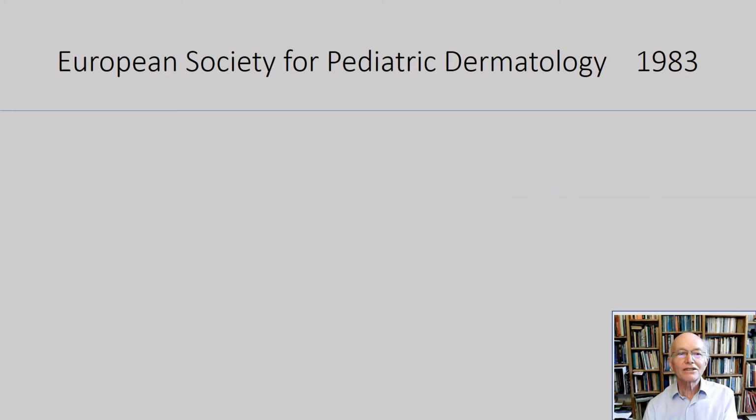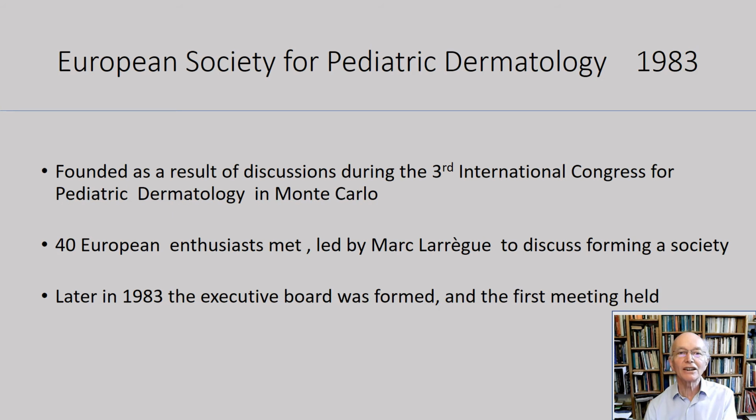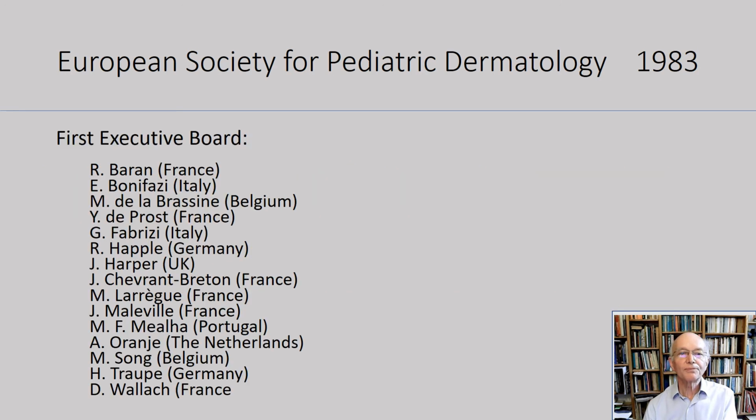Like the International Society, the European Society came about as a result of a number of enthusiasts getting together, this time in Monte Carlo, at an international congress. The group was led by Dr. Marc Larègue from France. An executive board was formed. I will pick out those of interest from that first executive board that are relevant to this story.